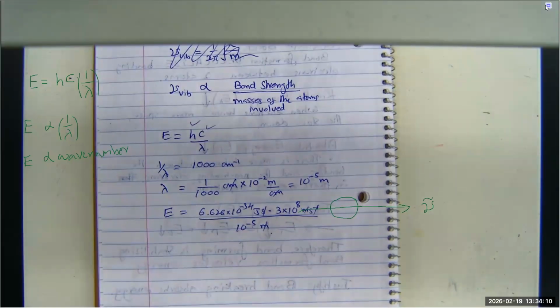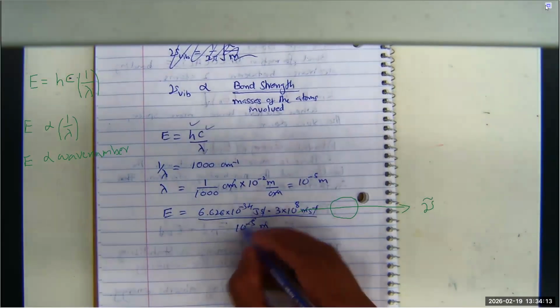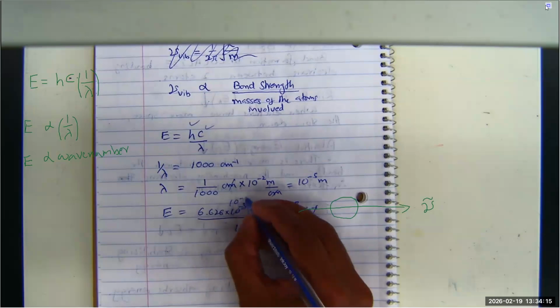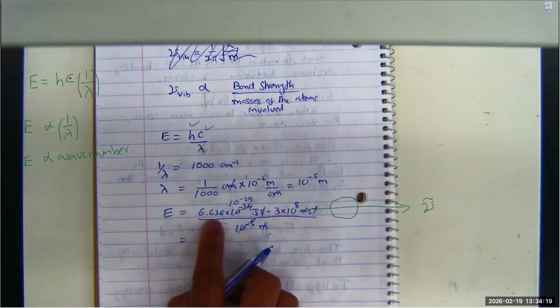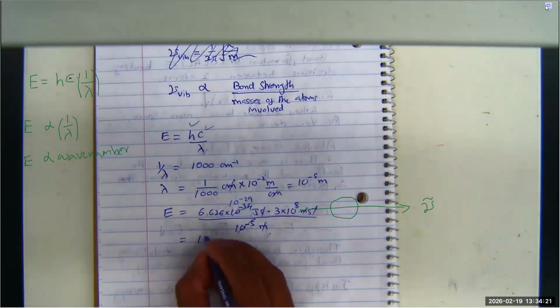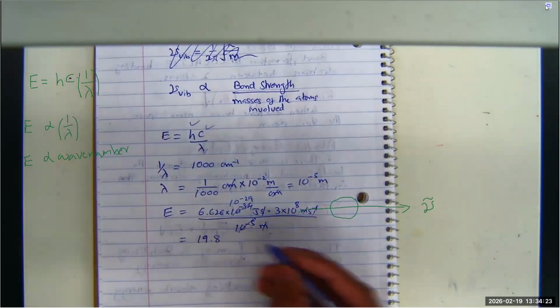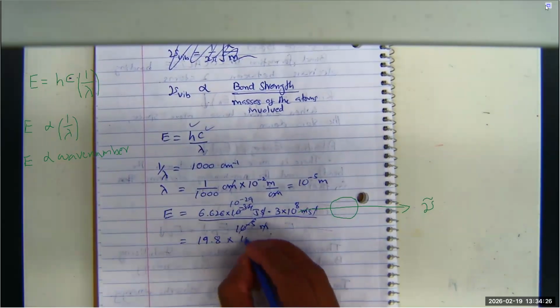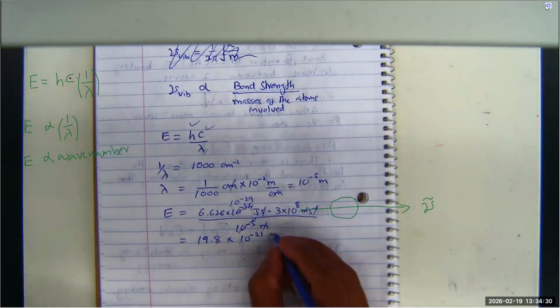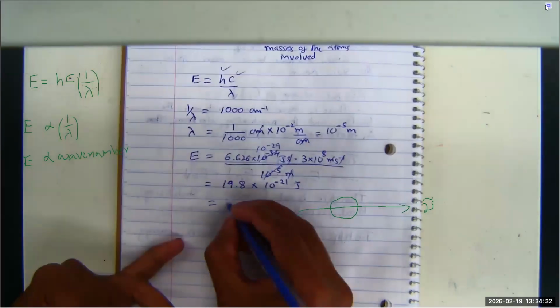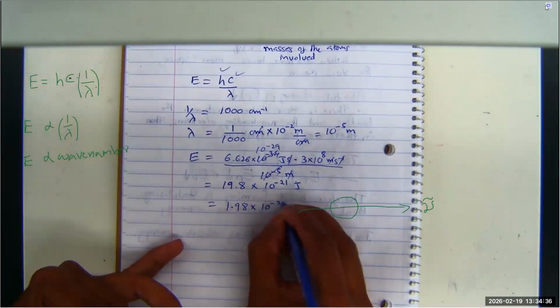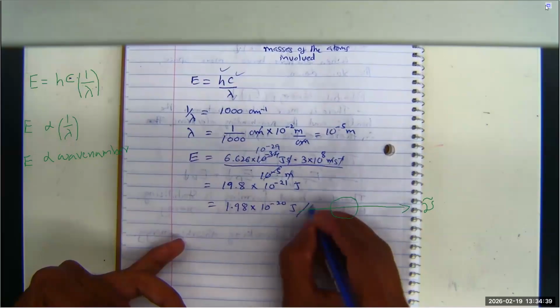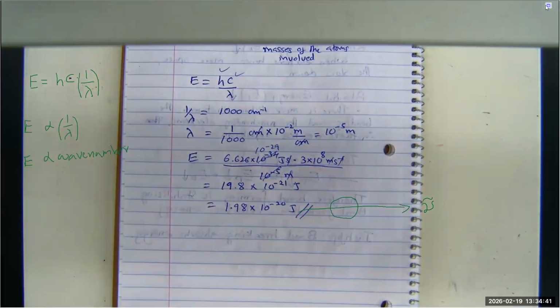I wasn't planning on doing this, but anyway, if I do this, this should be 10 to the power of negative 29. And then 3 times 6.629 should be 19.8 something times 10 to the power of negative 21. And then if you rearrange this to scientific notation, it should be 1.98 times 10 to the power of negative 20 joules should be your answer for this photon.